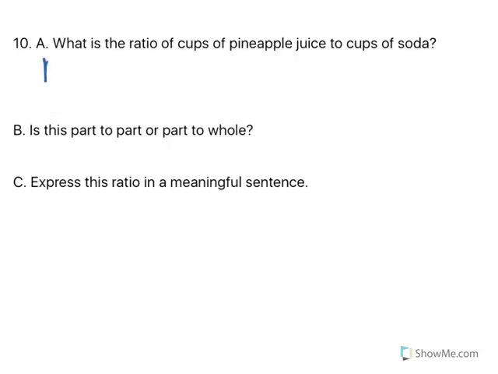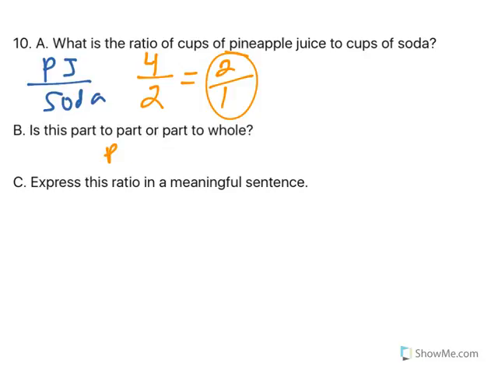Same problem. Now we're going to talk about ratio of pineapple juice to soda. You might think we just did that. Well, we did it the other way. There are 4 cups of pineapple juice to 2 cups of soda, which is 2 to 1. It's still part to part because we're not using the total, but now we're talking about pineapple juice first, so it does change the ratio. So you would say for every 2 cups of pineapple juice, you would use 1 cup of soda.